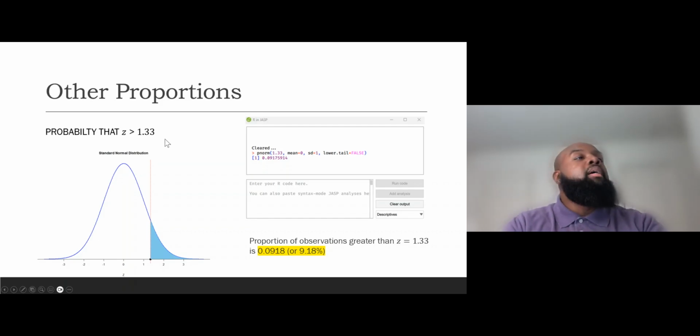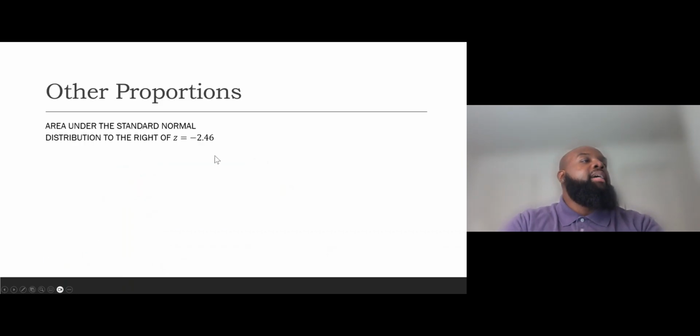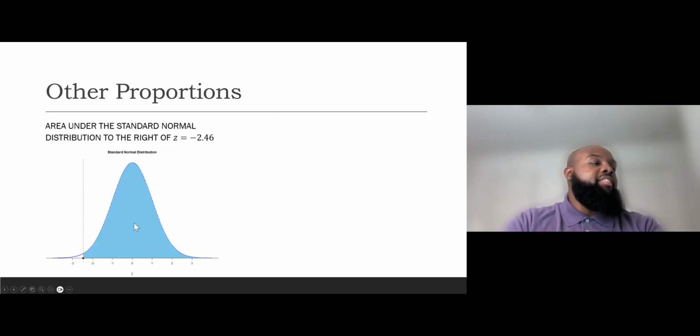All right. Let's find the area under the standard normal distribution, or standard normal curve, to the right of z equals negative 2.46. If I drew my normal distribution, I will find negative 2.46, which is going to be to the left of 0. And I will have to shade to the right of that, right? So I'd get this entire area here for which I want to find the value.